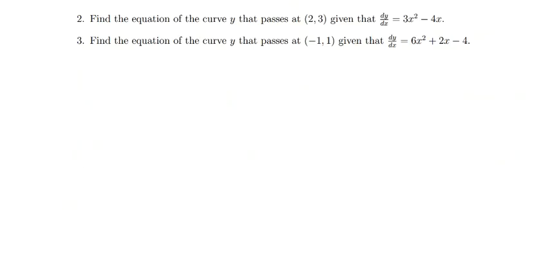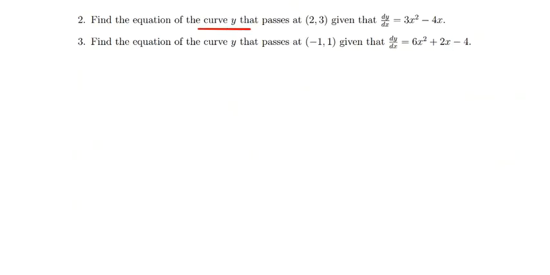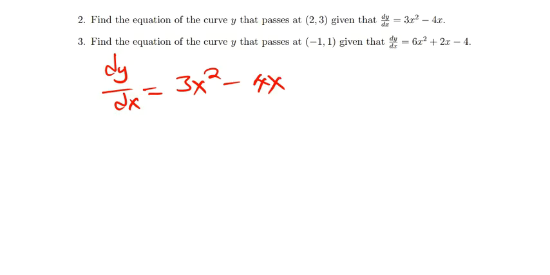Question 2 says find the equation of a curve y that passes at 2, 3 given that dy dx is equal to that. So this is all just based on the integration. We are told our dy dx is equal to 3x squared minus 4x. Then we are told we need to find the equation of a curve y. So we need to find y. Then we are told this curve y passes through a point 2, 3.